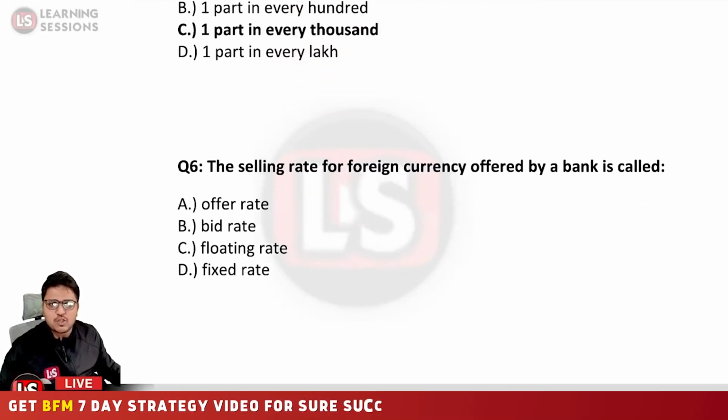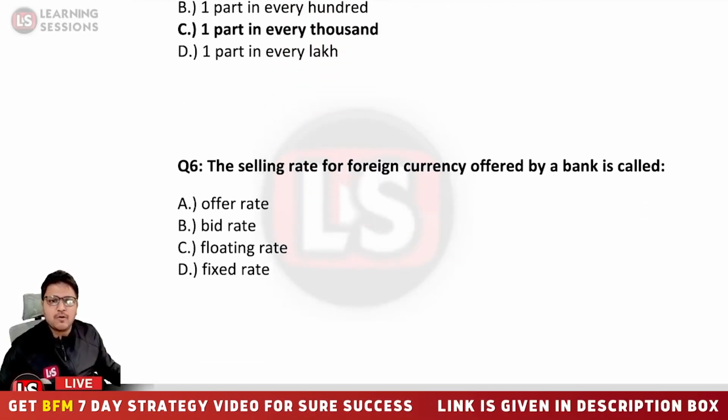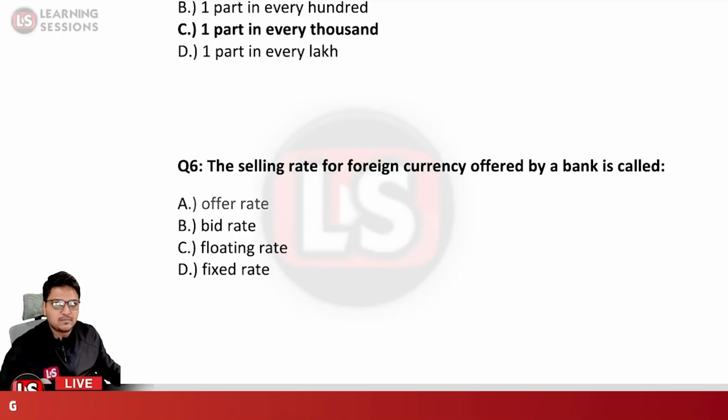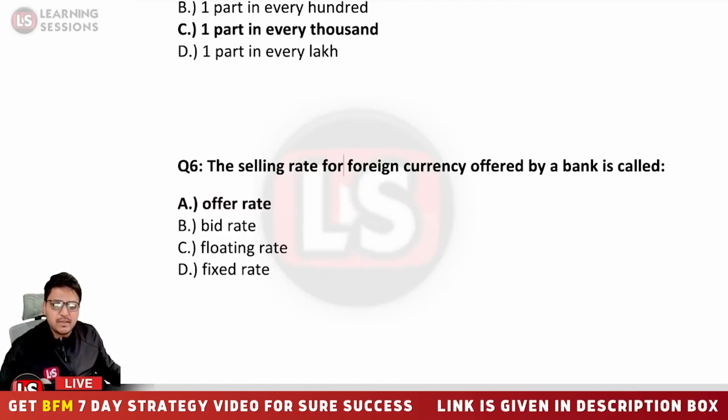Let's move to the next question. Question number 6: the selling rate for foreign currency offered by the bank is called what? Kindly mention the question number along with your answer so that I can tell which question you are answering. It is an offer rate, at which the bank is ready to sell. Bid rate is the rate at which the bank is ready to buy, and the offer rate is the rate at which the bank is ready to sell.